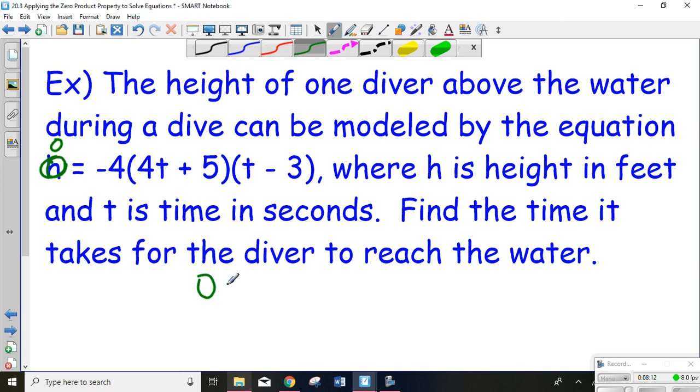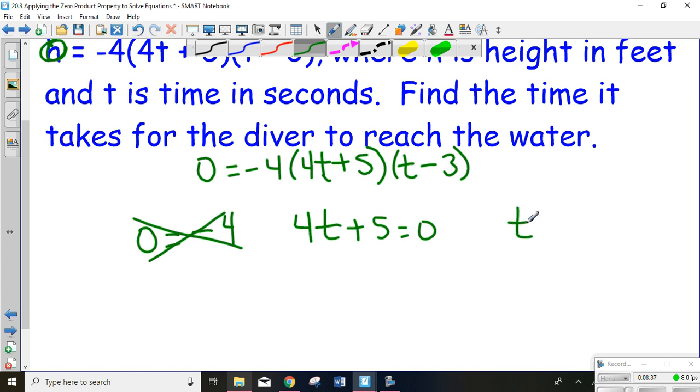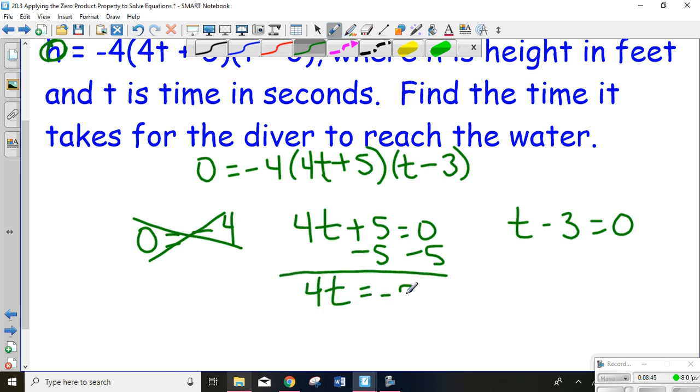So now I really have 0 is equal to negative 4 times 4t plus 5, and then t minus 3. So in this case then, I'm just doing the same thing we did on the previous slide. I'm just saying negative 4 is equal to 0. Not true, so I'm just going to ignore that. I have 4t plus 5 is equal to 0, and I have t minus 3 is equal to 0. Here, I'm just subtracting 5 on both sides. So 4t is equal to negative 5. Divide by 4. And that tells me that t is equal to negative 5/4.